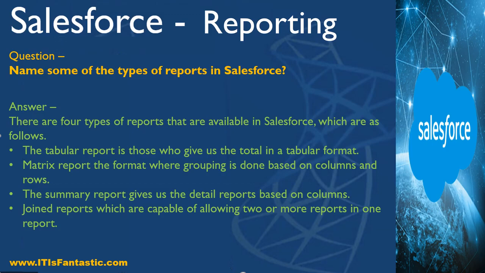And that's where the grouping is done based on columns and rows. Summary report, which gives us the detailed reports based on columns. Joint reports, which are capable of allowing 2 or more reports in one report.